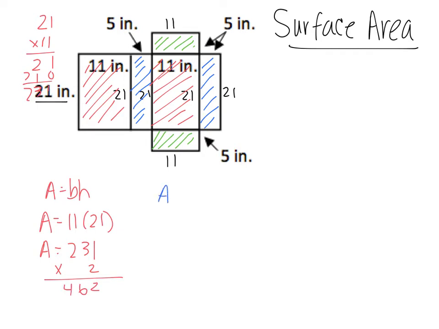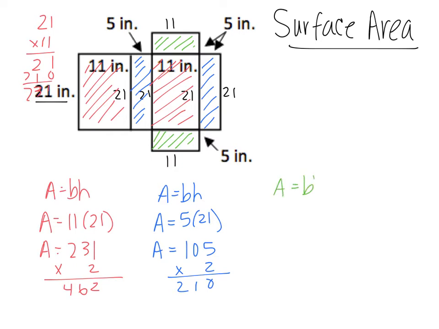Your blue shapes, area equals base times height. Area equals 5 times 21. So area equals 105. Now remember, this is only one of the blue shapes, so I'm going to multiply by 2 to get the other blue shape. So all the blue shapes are accounted for now. Now the last one I'm going to do is my green shapes. Area equals base times height. Area equals 5 times 11. Area equals 55. Again, this is only one of those shapes, so we're going to do times 2 to get 110.